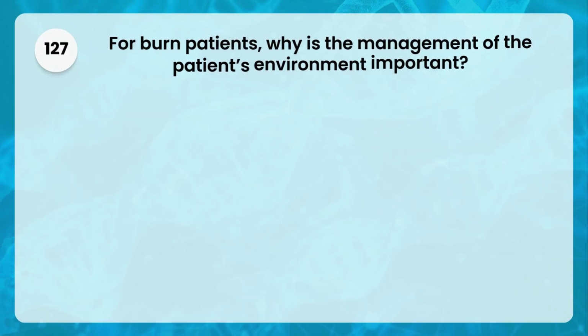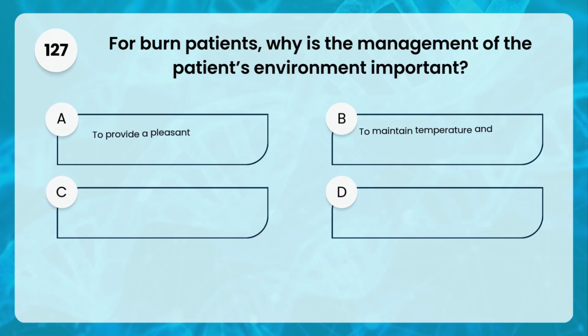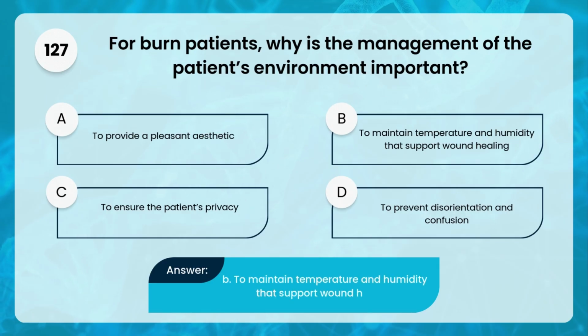127. For burn patients, why is the management of the patient's environment important? A. To provide a pleasant aesthetic. B. To maintain temperature and humidity that support wound healing. C. To ensure the patient's privacy. Or D. To prevent disorientation and confusion. The answer is B. To maintain temperature and humidity that support wound healing.